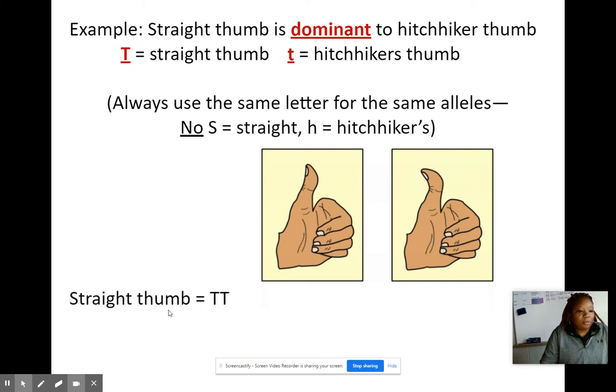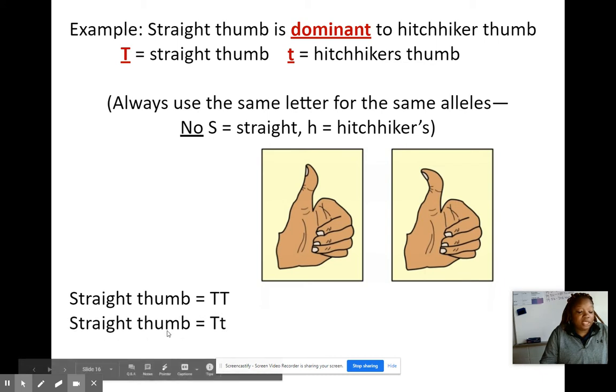So the straight thumb, since it's dominant, can be written as big T, or it can be written as big T, little t. So big T, we read that as dominant. Big T, little t, we read that as dominant because the big T always covers the little t, so we still read that as dominant. And when it's little t, we read that as a recessive trait.